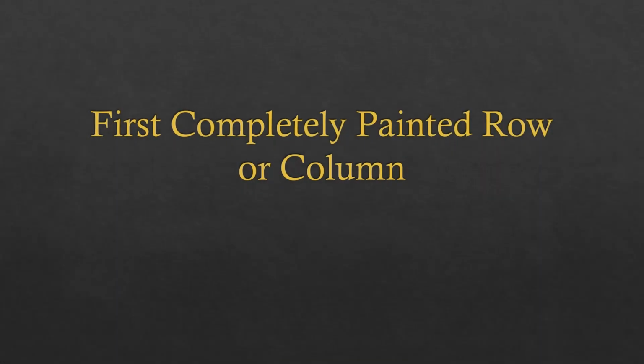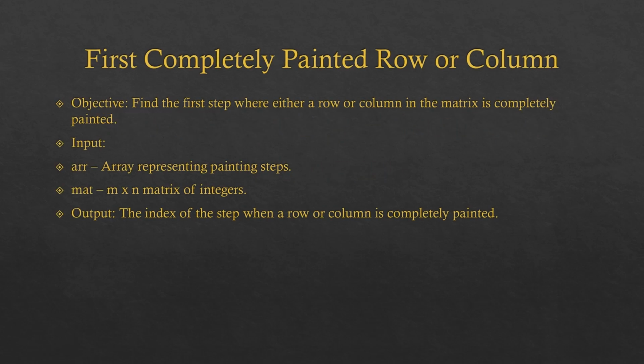Welcome to the presentation on the problem "First Completely Painted Row or Column." In this problem, our goal is to find the first step where a row or column in a matrix is completely painted. Let's start by understanding the problem statement.